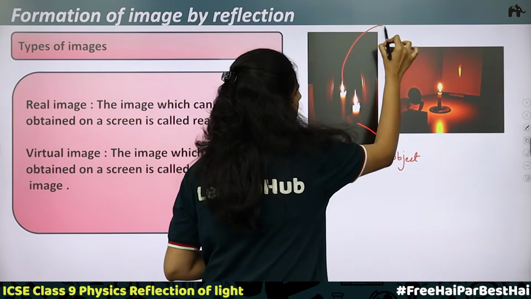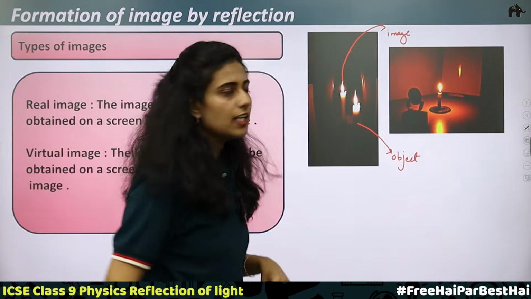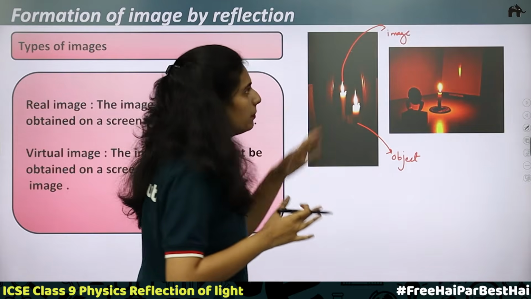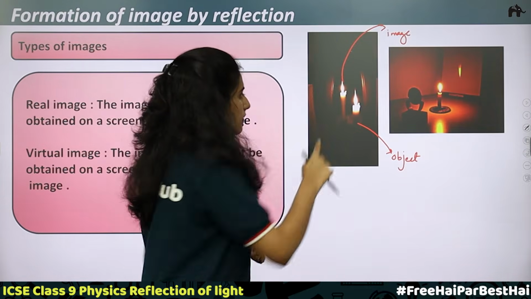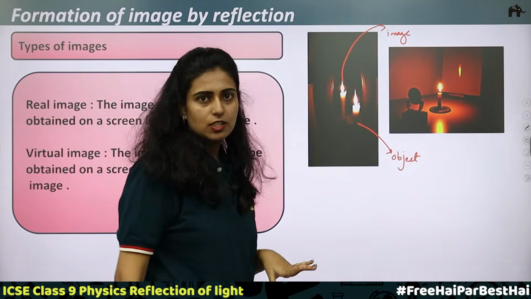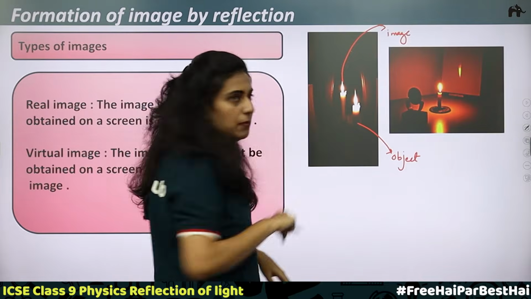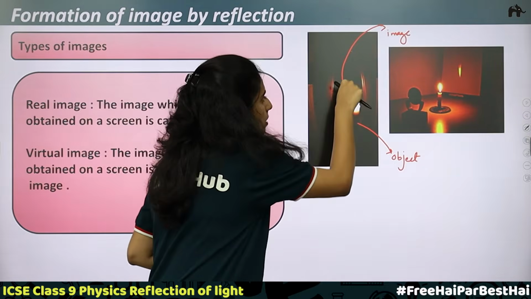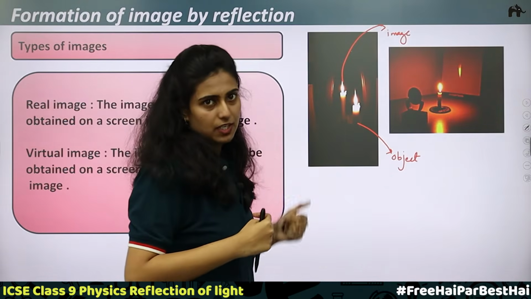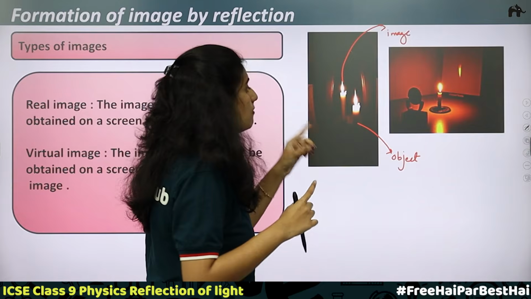And this is the image. So here, if you keep a white sheet of paper, can you obtain this image? We are able to touch the object. Can we touch the image? No, right? We can only take our fingers till the plane mirror. We can touch the plane mirror, not beyond that, because the image formed here is beyond the plane mirror, behind the plane mirror. So this is a virtual image.